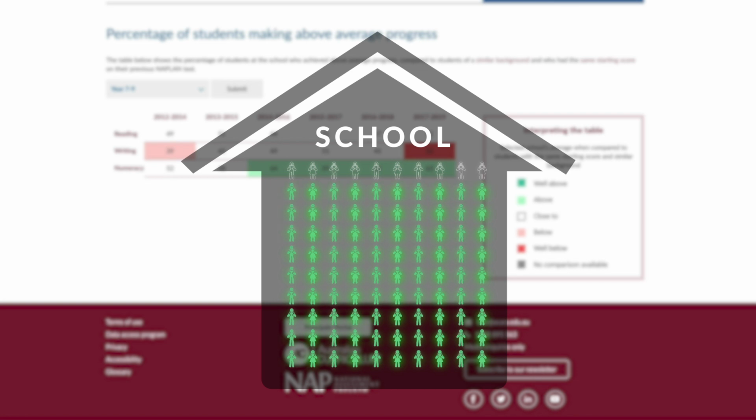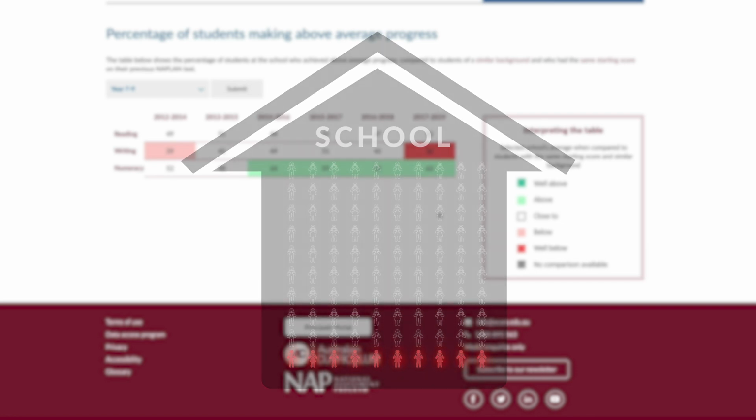Where there is only a small percentage of students achieving above the average level of progress, that is shown in pink, and the cell is red if only a very small proportion of students at the school are achieving above the average level of progress.